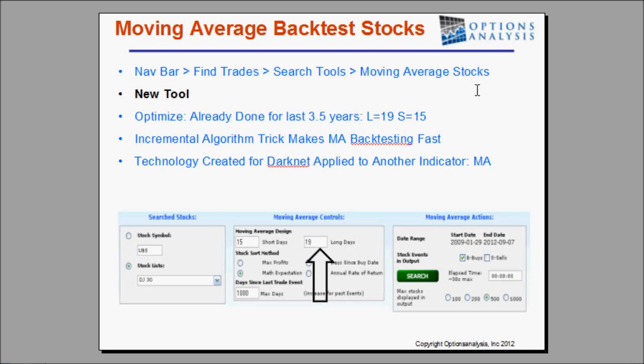It's very similar to what you just saw with finding moving average crossings. You have a stock list you're going to search. This is the Dow Jones 30. You have the 2 moving average days you're going to be looking at. I've already optimized them, and it turns out that for trading stocks, 15/19 seems to give the best performance in terms of mathematical expectation. And all you do is click the search button, and it will show you the buys that are occurring today. If you click both the buy and the sell search buttons, it'll show you everything that's happening.